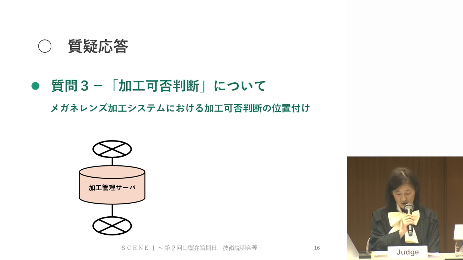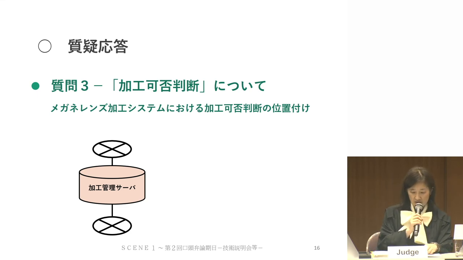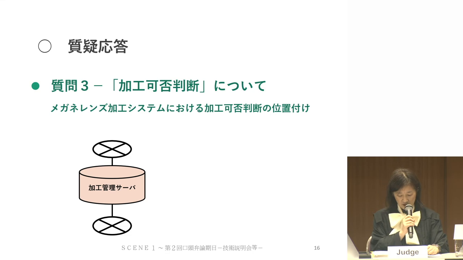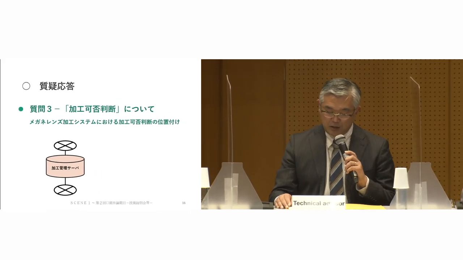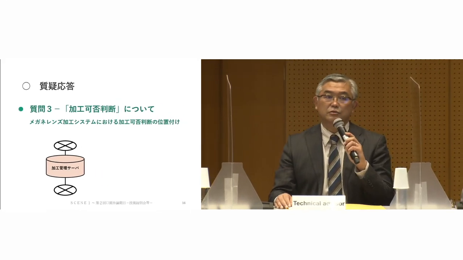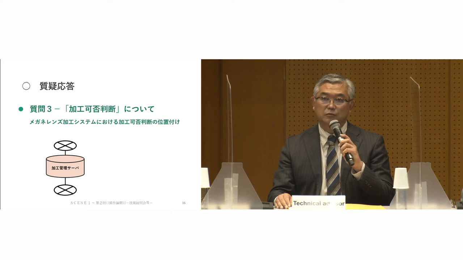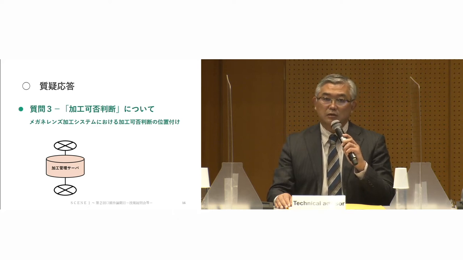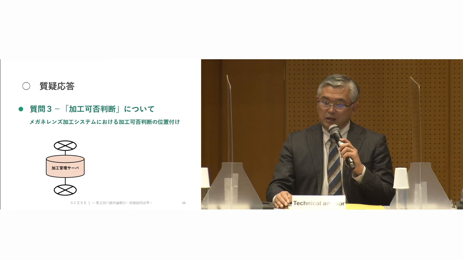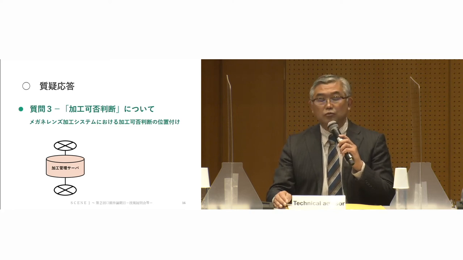The defendant argues that in determining the lens aging unit, the determination of whether processing is possible should be emphasized. What is the position of the determination of whether processing is possible in the spectacle lens aging system, such as the invention of the system? Please explain this point as well, Mr. Akita.